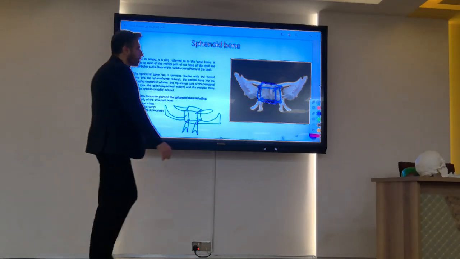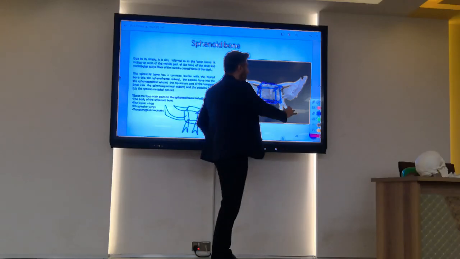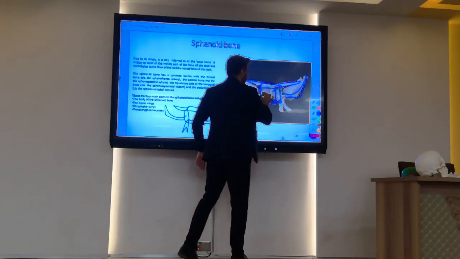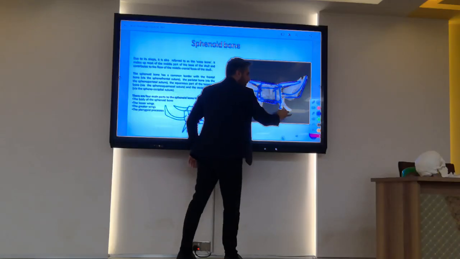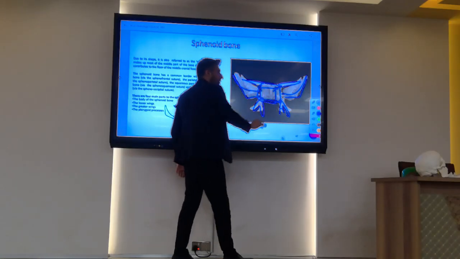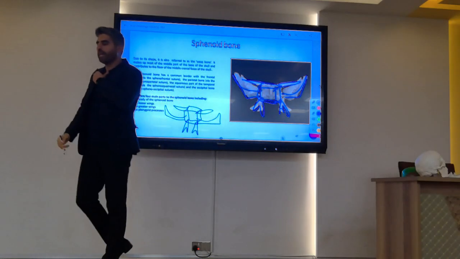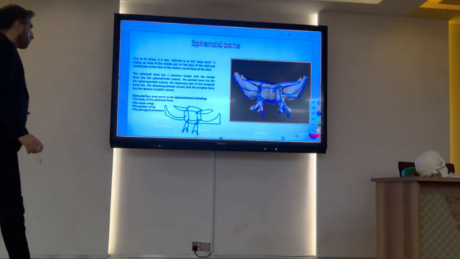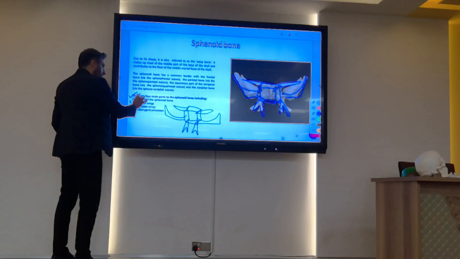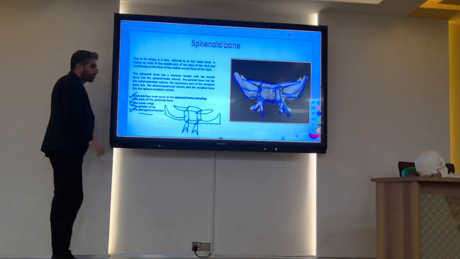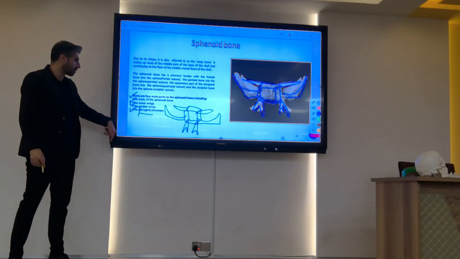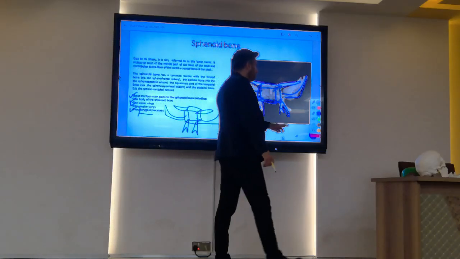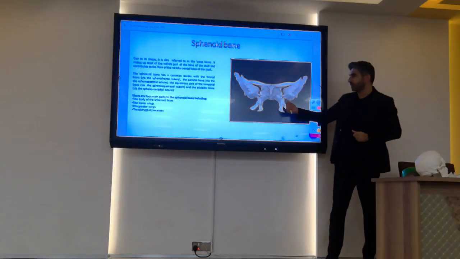So let's see in the picture. Body of the sphenoid, lesser wing, greater wing, and pterygoid process. These are the main parts of the sphenoid bone: body, lesser wings, greater wings, and pterygoid processes. Again, the P is silent. Pterygoid process. This is the anterior view.